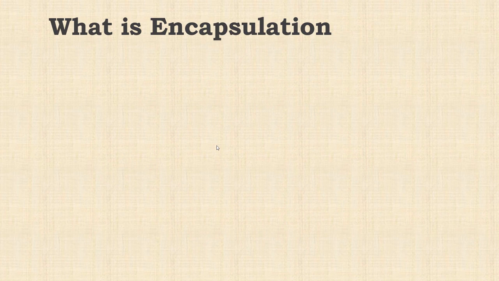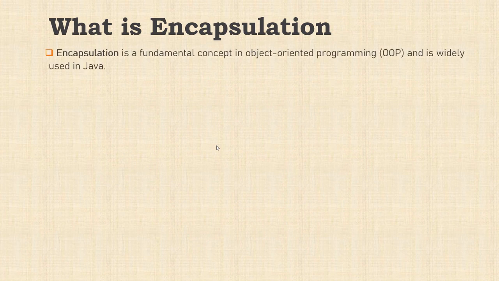So we are going to understand what is encapsulation. We'll start from core to advanced. Encapsulation is a fundamental concept in object oriented programming, OOP, and is widely used in Java. It is a part of the OOPS concept, a pillar of the OOPS concept. Java also follows the OOPS concept.